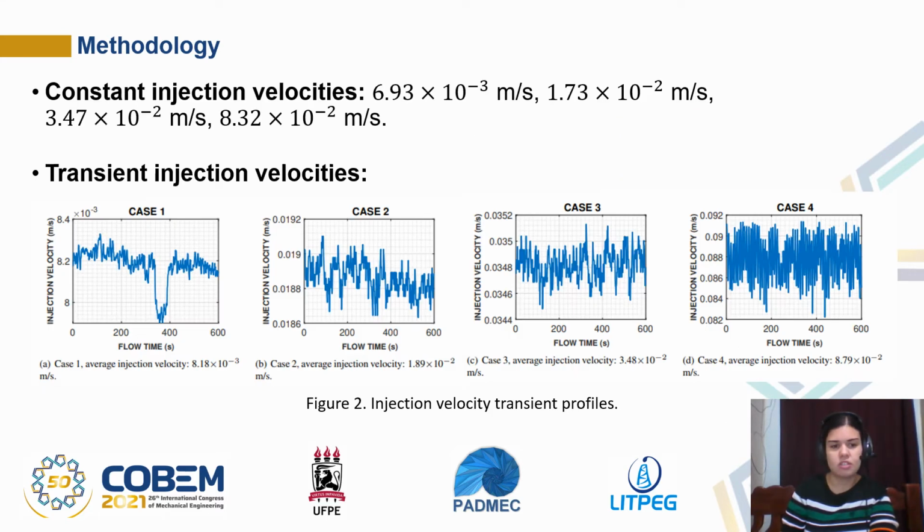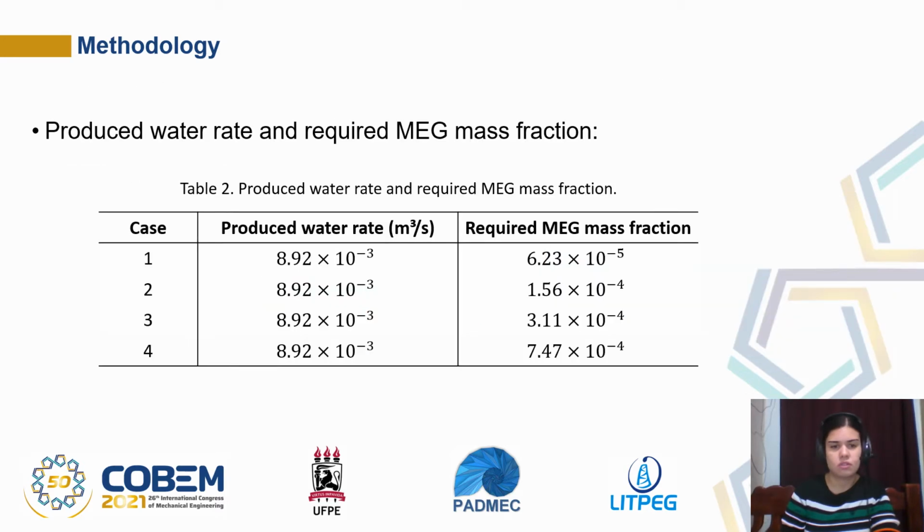The injections are performed with constant velocities or according to the transient velocity profile presented in Figure 2. Pipeline cross-sections are considered inhibited from scale formation if they reach the MEG mass fraction shown in Table 2.